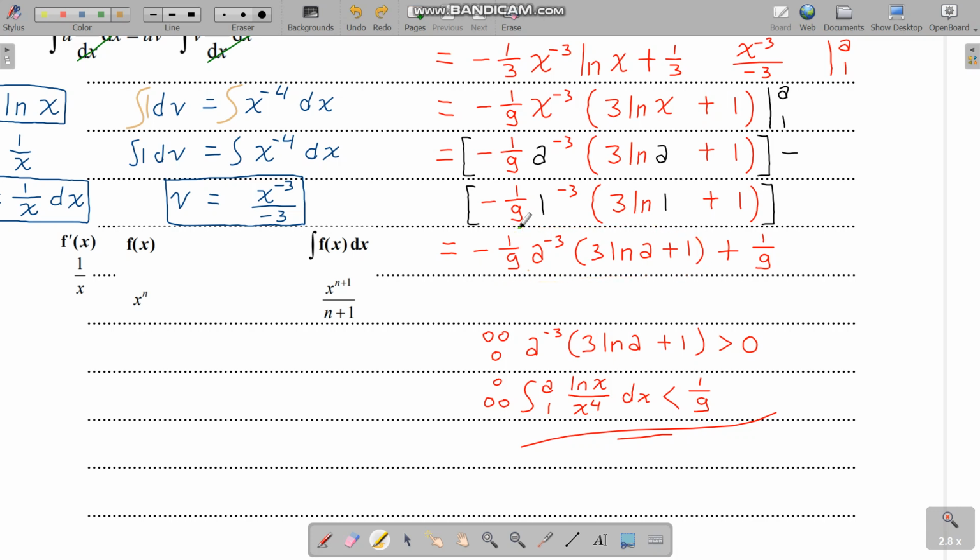To explain why, you can just write it down like this. Since this part is always positive, the integral should be less than 1 over 9, because it's going to be 1 over 9 minus something.